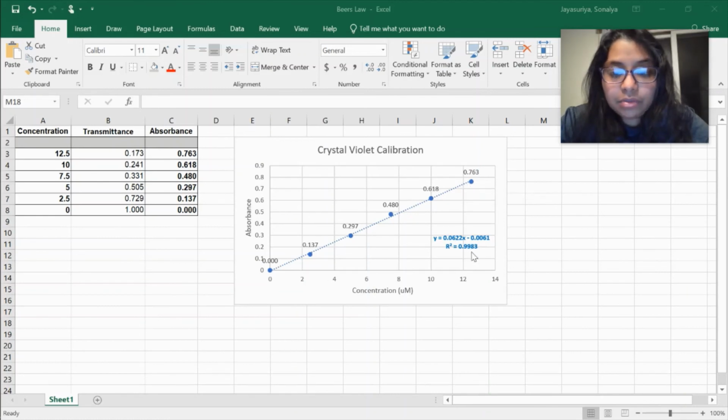So we are very close to 1. It's 0.9983, which is really nice. That means all of our data points are almost on exactly the trend line, okay? So we got some really precise data here. So let's talk about this equation for a second now, okay?